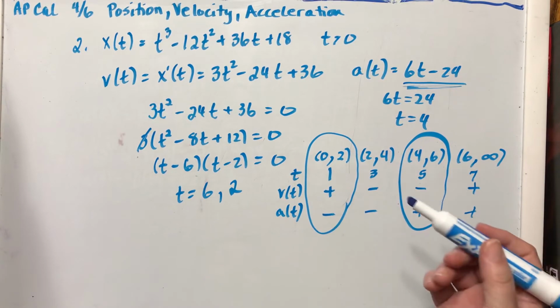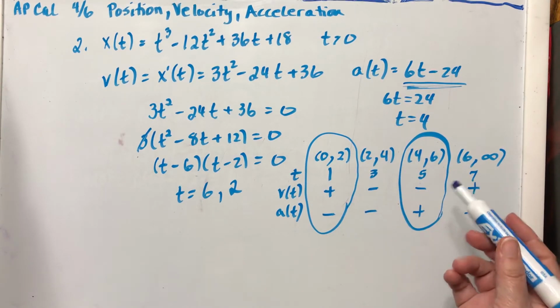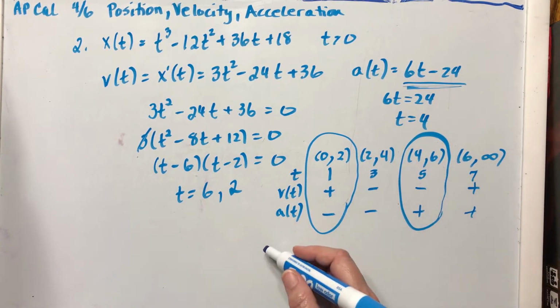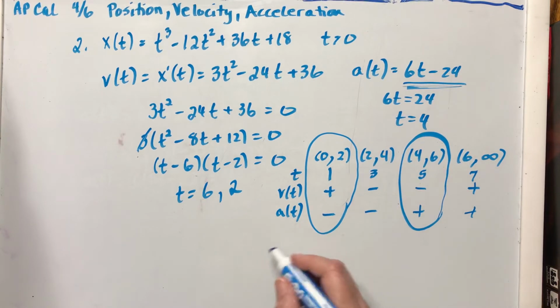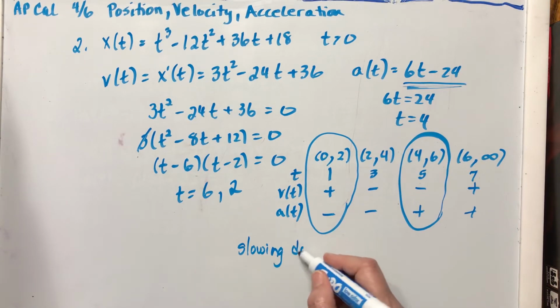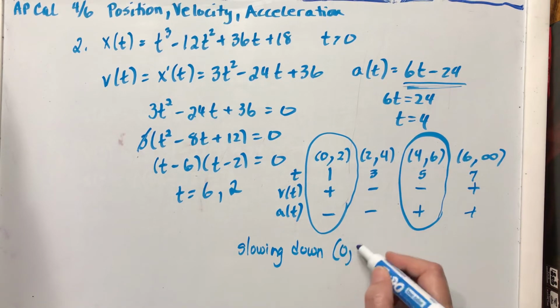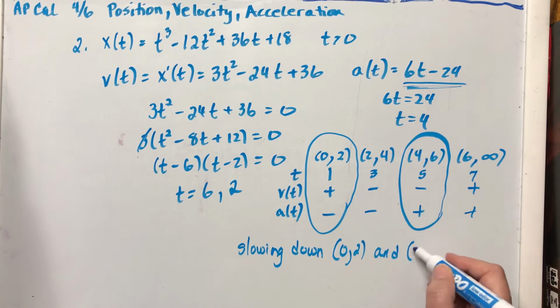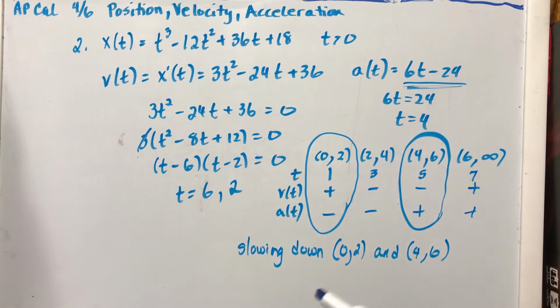So on the AP exam, remember you can't just leave your information in a chart, you have to sum up. So the interval in which the particle is slowing down: the particle is slowing down on the interval from 0 to 2, and the interval from 4 to 6. And the AP exam this year is all free response. So you want to make sure you sum up what information you found. I wish I could tell you that there would for sure be a position, velocity, acceleration question. I think there may be.